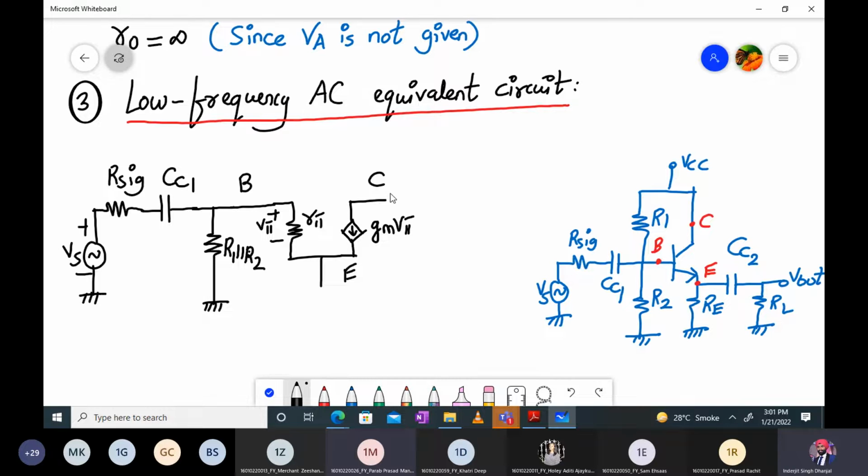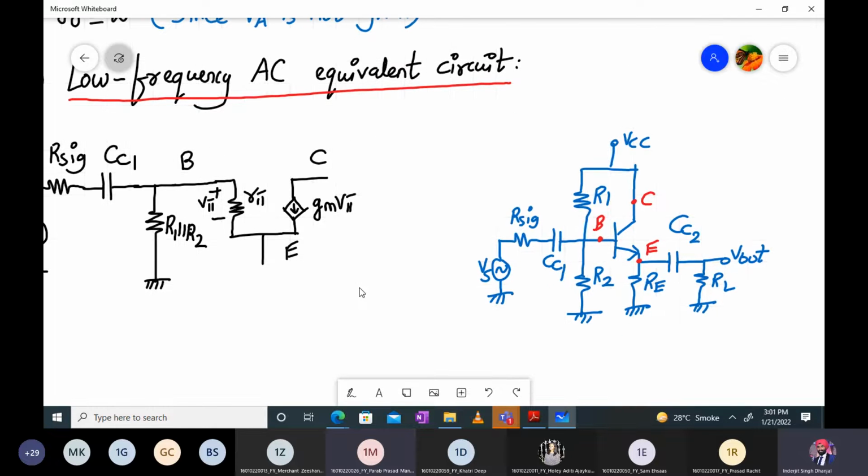Now, can you tell me where will the collector terminal go? Anyone? Quickly tell me where will the emitter terminal go? Yeah, come on. The emitter is connected to the output. Collector, sorry, where will the collector go? So ground. Yes. Collector will go to ground. Emitter will definitely go to the output.